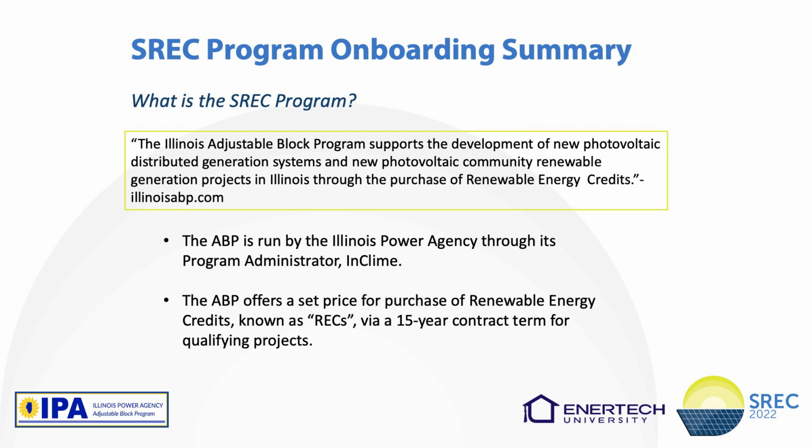So what is the SREC program? The Illinois Adjustable Block Program supports the development of new photovoltaic distributed generation systems and new photovoltaic community renewable generation projects in Illinois through the purchase of renewable energy credits. The program is run by the Illinois Power Agency through its program administrator, Incline. The program offers a set price for purchase of renewable energy credits known as RECs. This is via a 15-year contract term for qualifying projects.